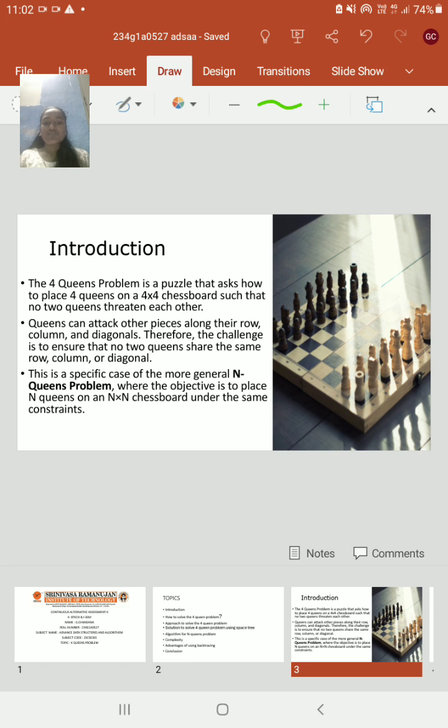This is a specific case of the more general n-queens problem, where the objective is to place n queens on an n x n chessboard under the same constraints. Our challenge is that no two queens should be in the same column, same row, or diagonal. Then only the queens can satisfy the condition.